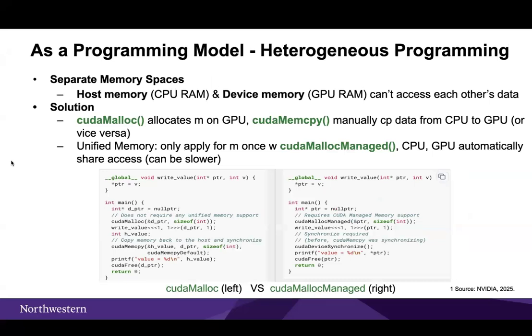CUDA's heterogeneous programming separates CPU RAM and GPU RAM, so they cannot directly access each other's data. The traditional approach, cudaMalloc on the left, explicitly allocates memory on the GPU and uses cudaMemcpy to manually transfer data, as shown in the code where it copies data back from the device to host. In contrast, unified memory, cudaMallocManaged on the right, allows the CPU and GPU to automatically share the same pointer, avoiding manual copying, but with potential performance trade-offs.